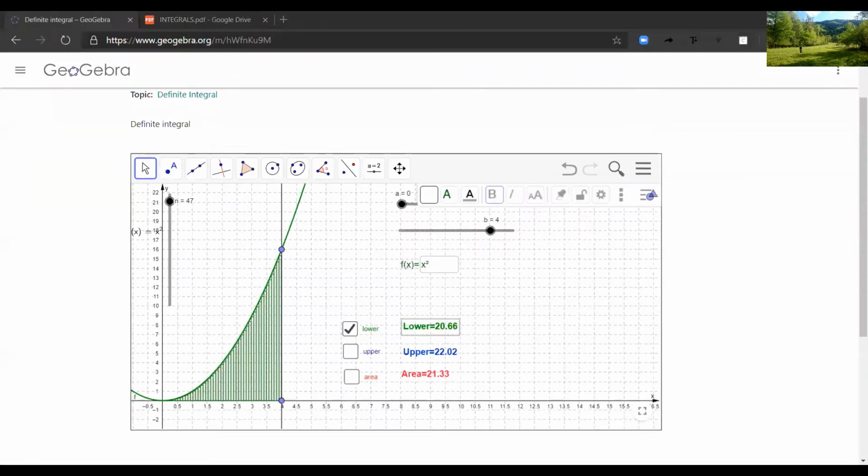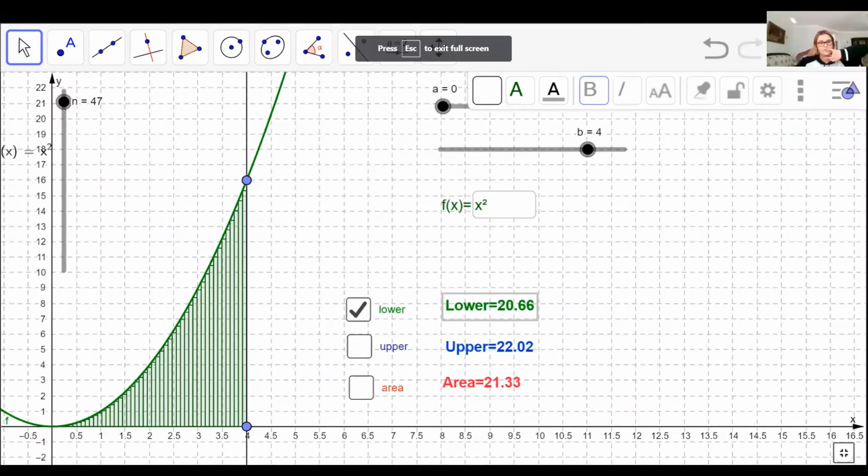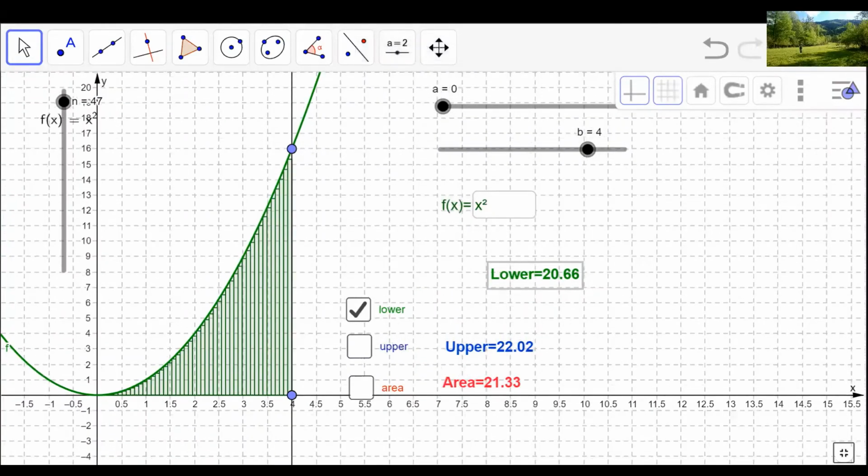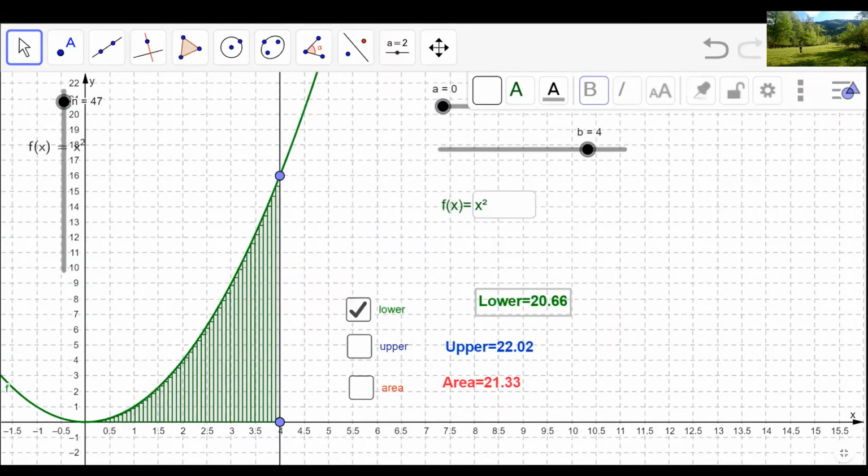Do you see the graph there now? This one? Yes. Okay. So the problem is finding the area under a curve.